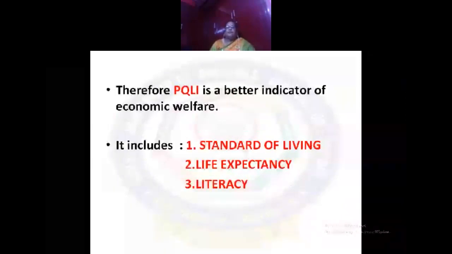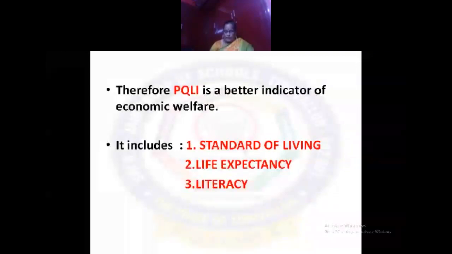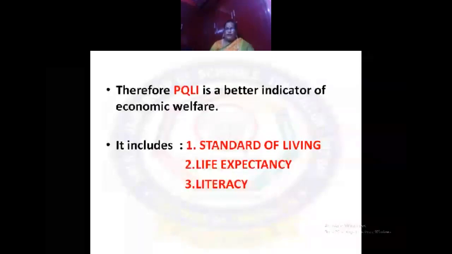Next, PQLI. What do you mean by PQLI? Physical Quality of Life Index. It is a better indicator of economic welfare. What does the Physical Quality of Life Index include? It includes standard of living, life expectancy at birth, and literacy.